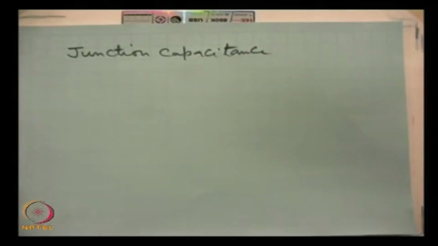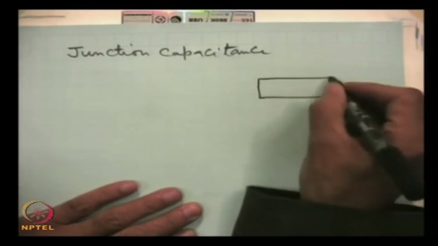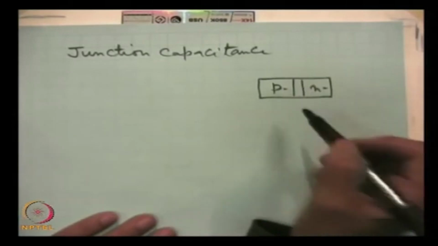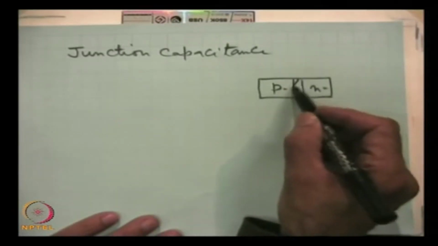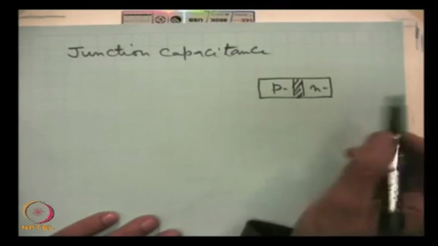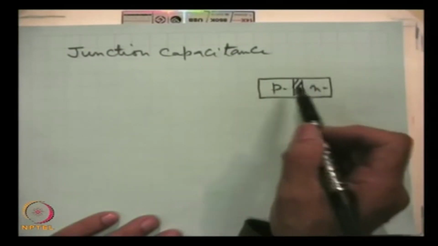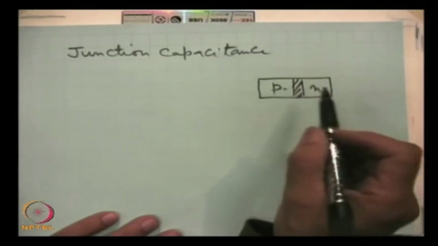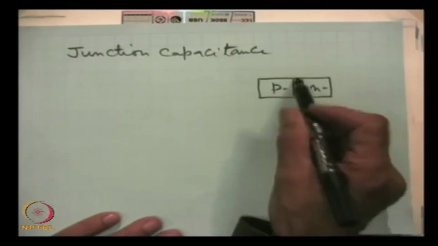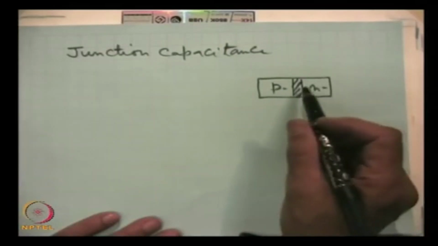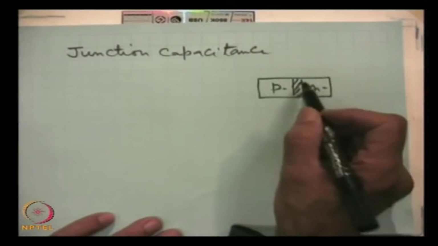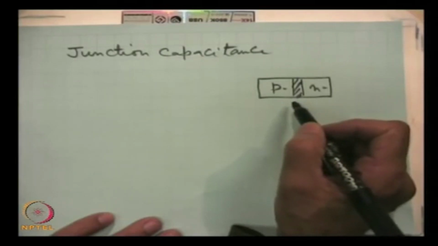Junction capacitance. Here is the PN device. You will recall that this depletion region is a high resistivity region. It is like a dielectric insulator, and the conductivity of the P side and N side is several orders of magnitude higher than that of the depletion region. So, this is almost like a parallel plate capacitor.